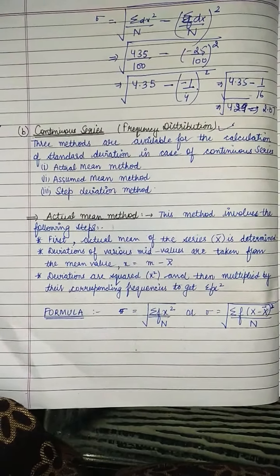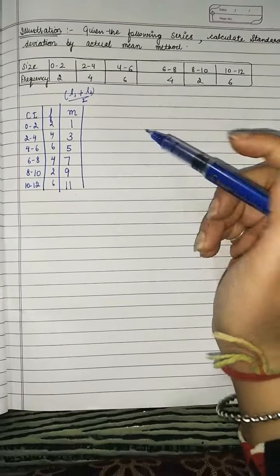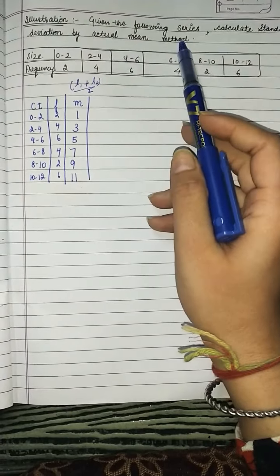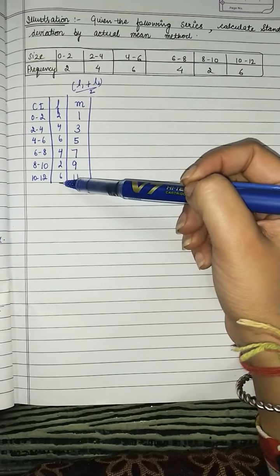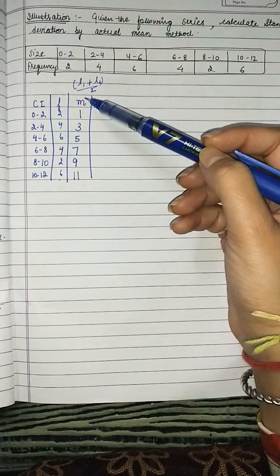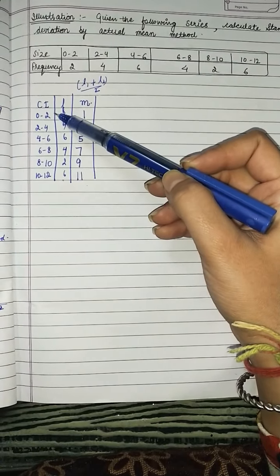Next we have an illustration for the same. Given the following series, calculate the standard deviation by the actual mean method. We have the class intervals and the frequency. Firstly we calculate the mid value. Mid value is lower limit plus upper limit divided by 2.